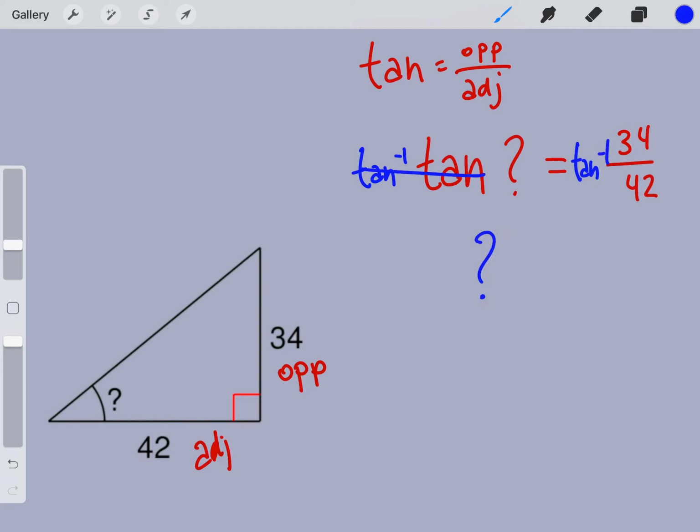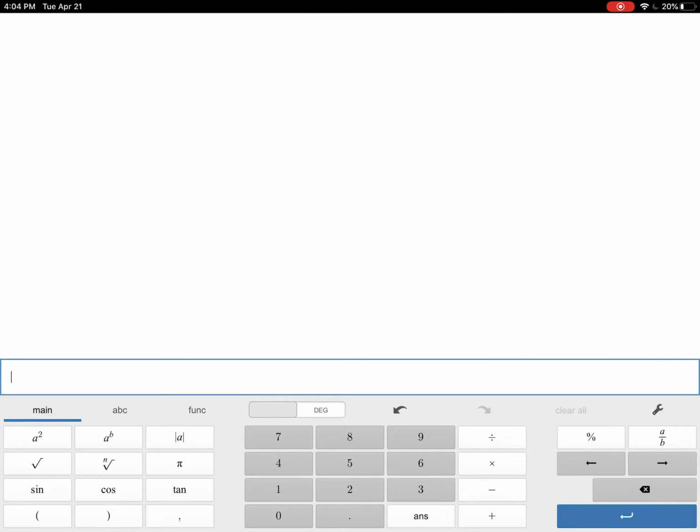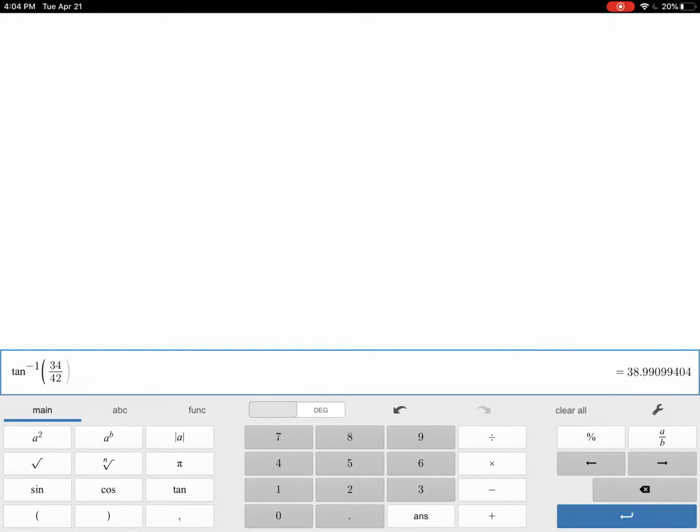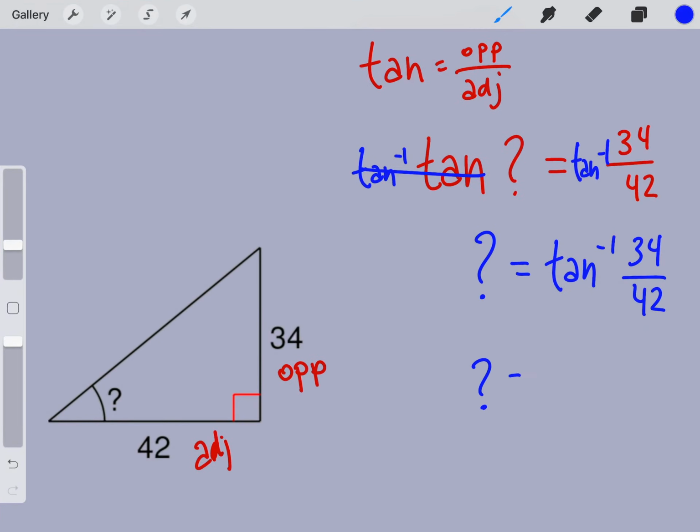That leaves us with just question mark on this side. And this side we have tangent inverse 34 over 42. We have to go to Desmos now to do that. Inverse tangent of 34 over 42. When you do that, you get 38.99 and so on, which rounded to the nearest tenth is actually 39 degrees, 39.0 degrees.